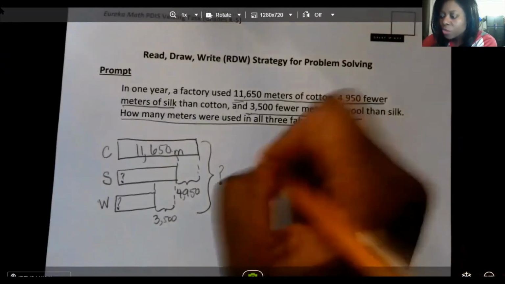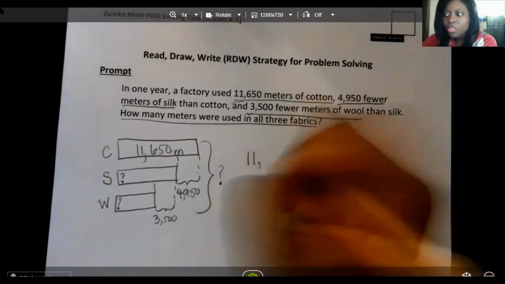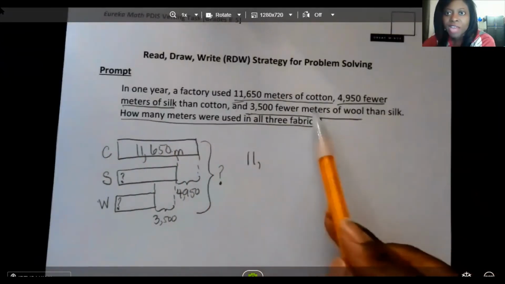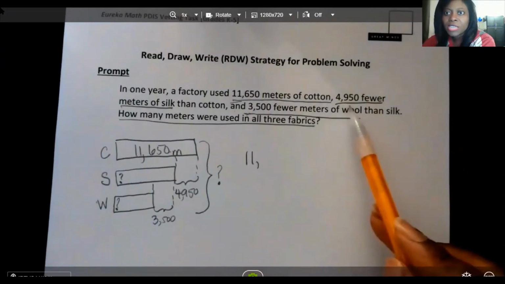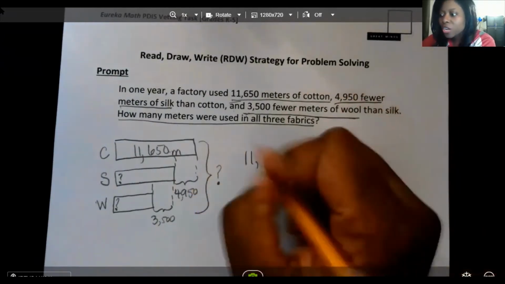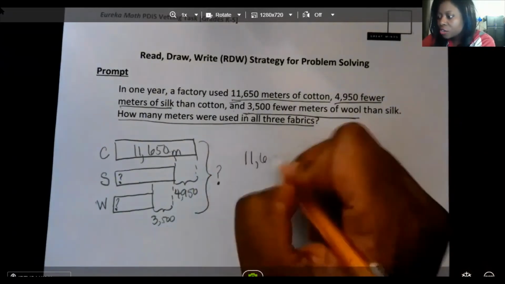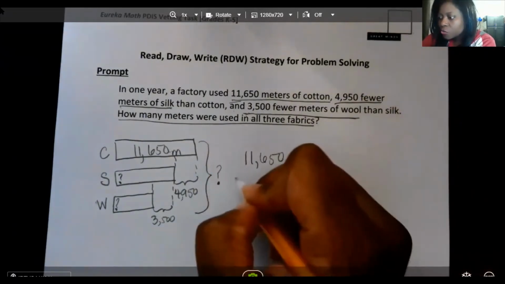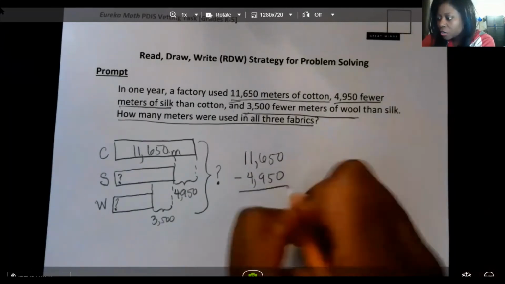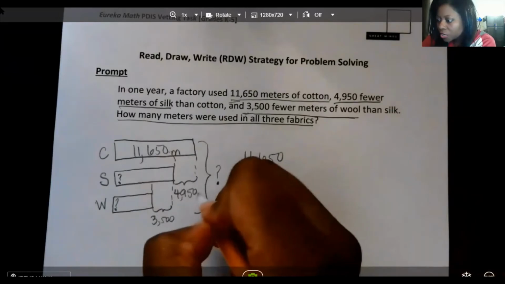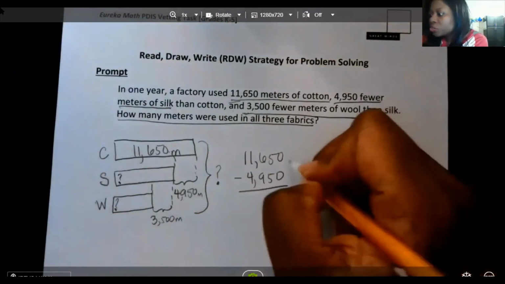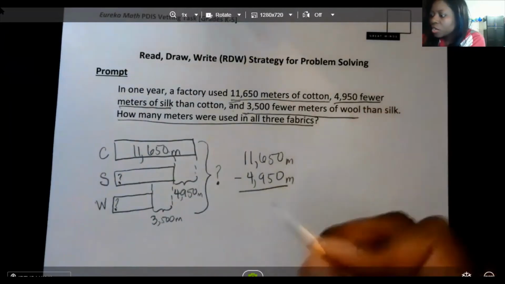So we're going to start with what we started with in the beginning. In 1 year, a factory used 11,650 meters of cotton, and 4,950 fewer meters of silk than cotton. So let's go ahead and figure out our silk. So with silk, we know that it was 4,950 meters fewer. And let me go ahead and be sure I put my unit. So I'm going to be using meters here.